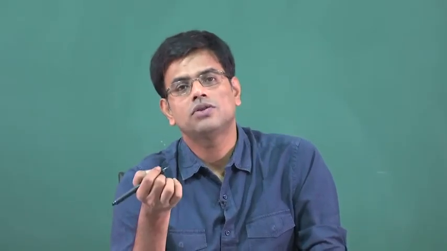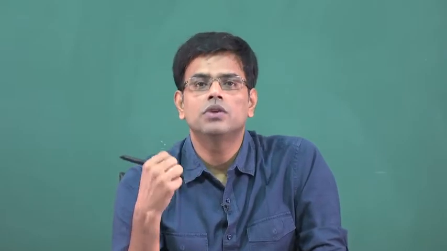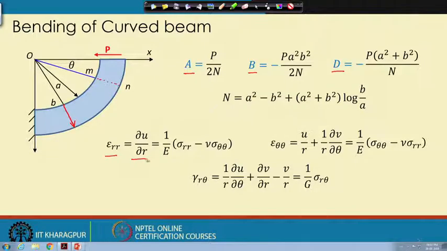Now, like in the previous cases, in this case also we have to find the displacement. How do we find the displacement? We have to use the stress-strain relation, using the compliance matrix or Hooke's law. So here the strain epsilon r, del u by del r, is essentially 1 by E into sigma r minus nu sigma theta theta. Similarly, epsilon theta theta.